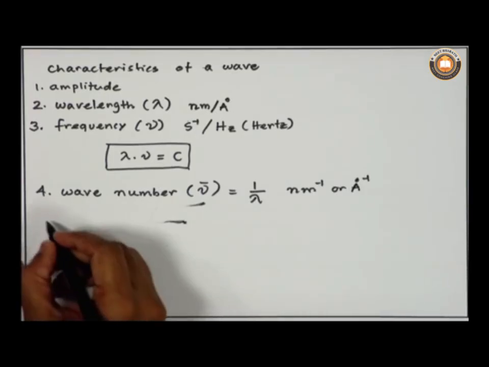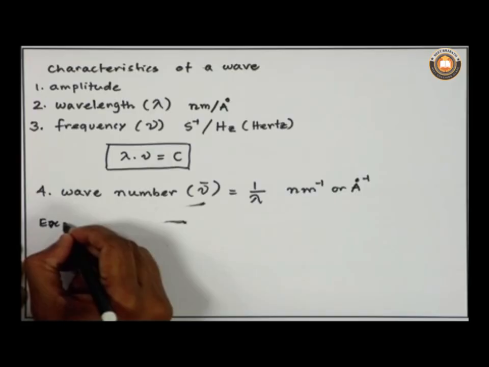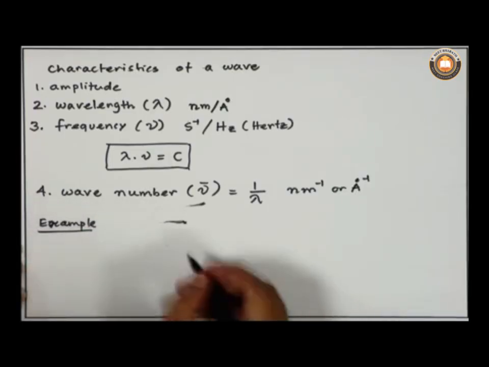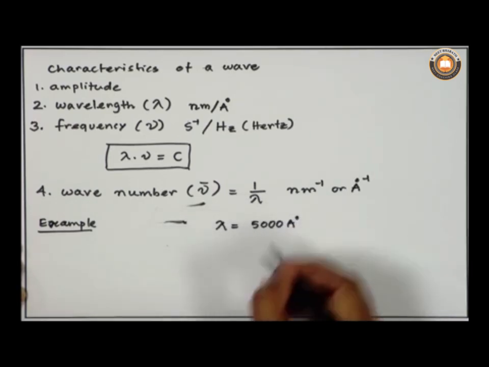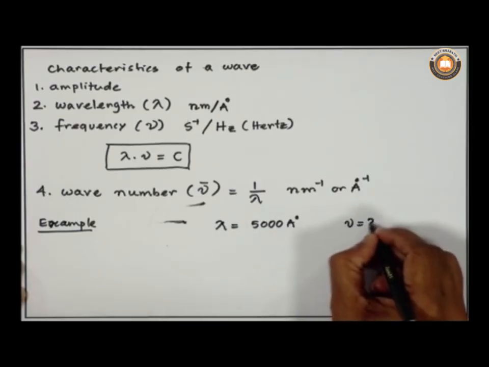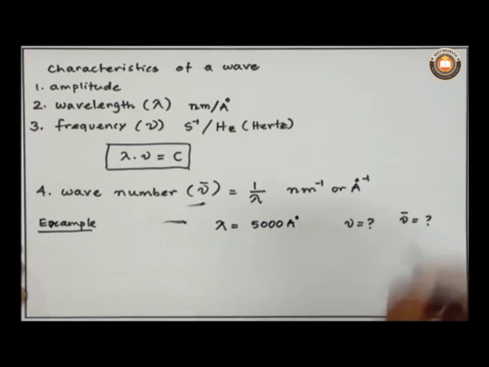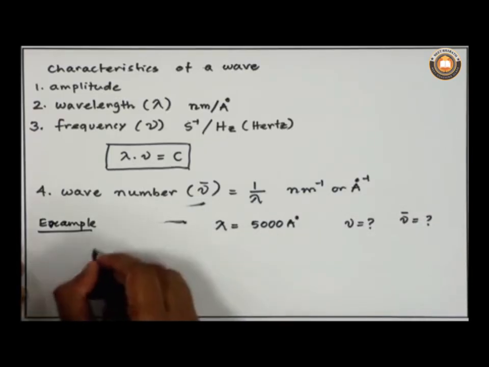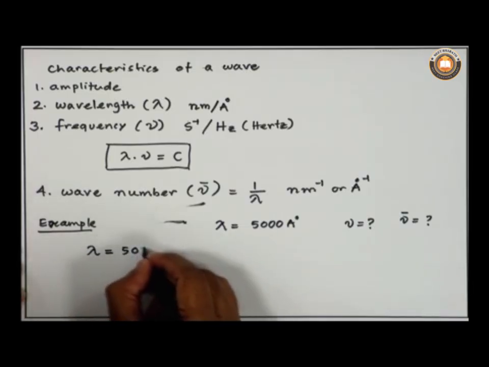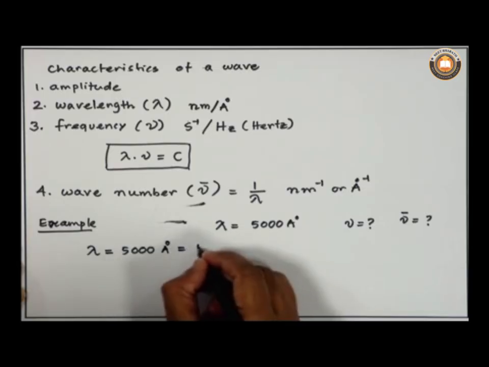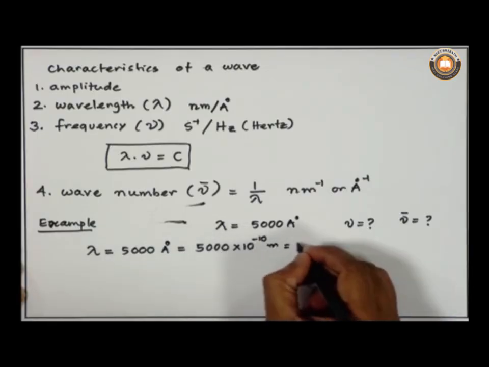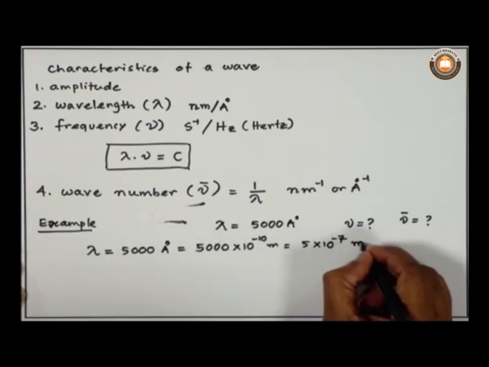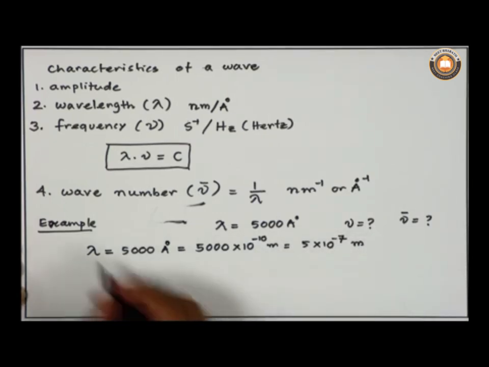We will take one small example. Let us say we have a wave whose wavelength is 5000 angstrom. Find out the value of the frequency and the value of the wave number. Let us solve it. Lambda is 5000 angstrom. You know, 1 angstrom is 10 to the power minus 10 meter. So I have 5 into 10 to the power minus 7 meter. I am converting the unit to SI. So lambda is now 5 into 10 to the power minus 7 meter.